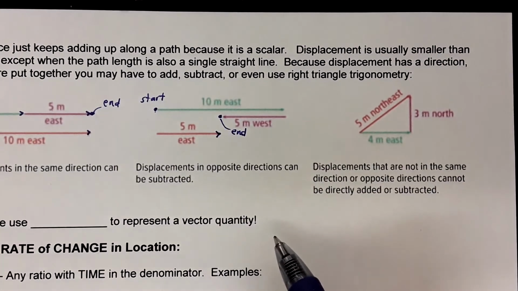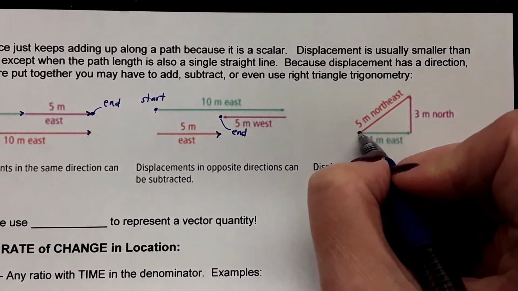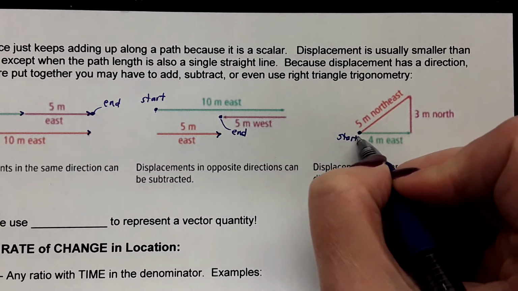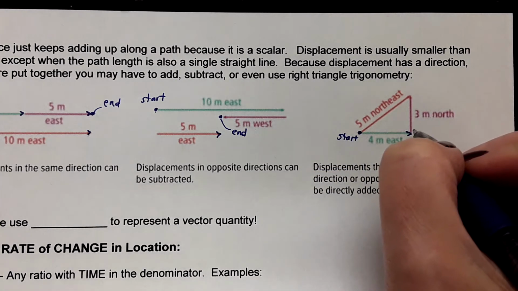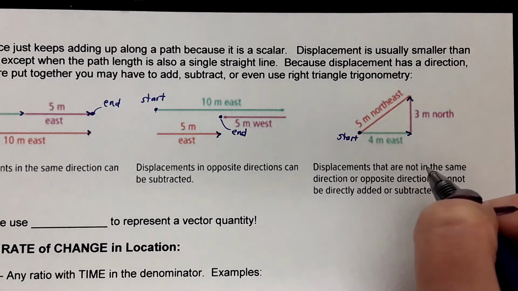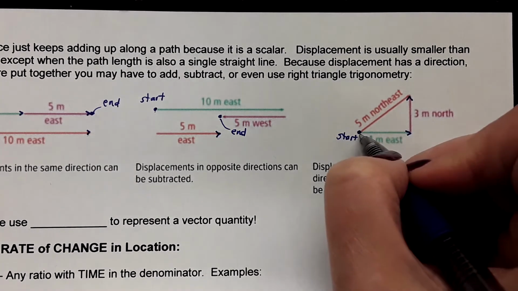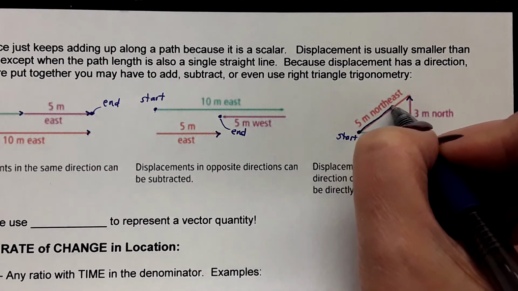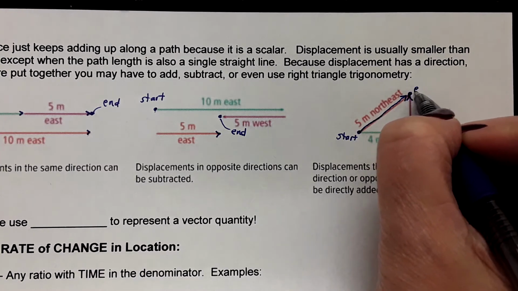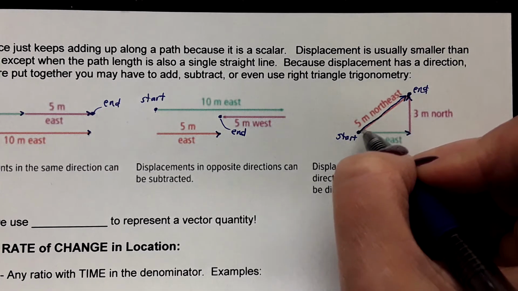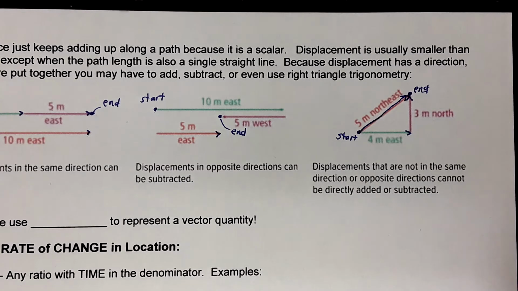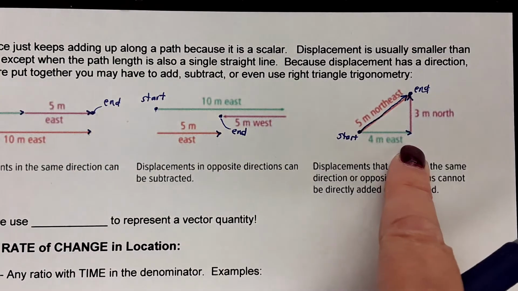Sometimes they're not even in the same plane. Look at this one. Suppose you start right here, you travel 4 meters east, and then you turn left and travel 3 meters north. That means you actually end up, even though this is the path length, you actually end up this far from where you started to where you ended. So you end up a displacement of 5 meters north of east, okay? Now, kind of an interesting way to look at it, isn't it? But displacement is a vector, all right?